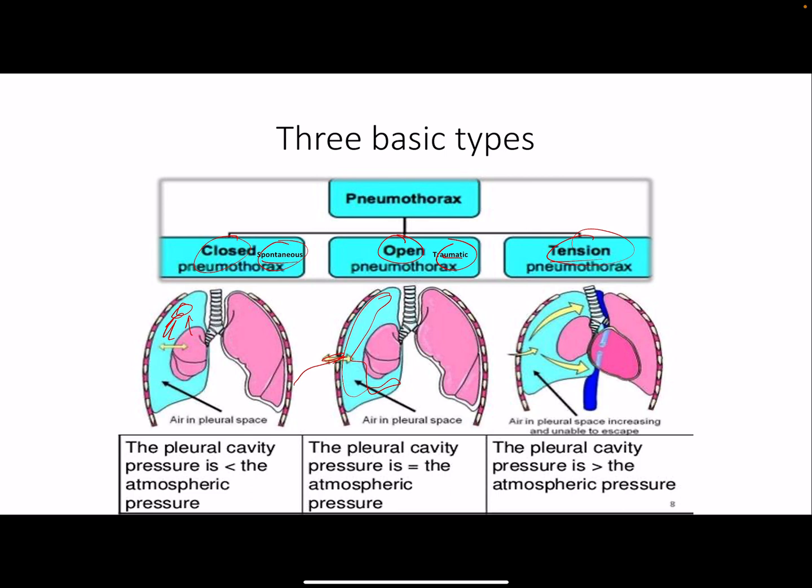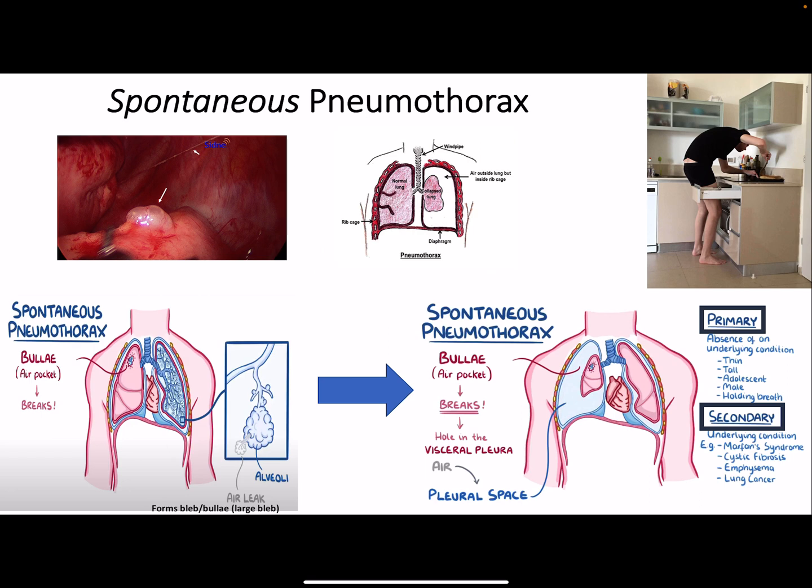And then tension is just where there's a one-way valve. So maybe the main way of tension is you get stabbed, and so air can get in, but for whatever reason, air can't get back out. But you could have a tension pneumothorax where it's actually just air leaking from the lungs and it's not allowed back in. That's also possible. So both a spontaneous and a traumatic pneumothorax could lead to a tension pneumothorax.